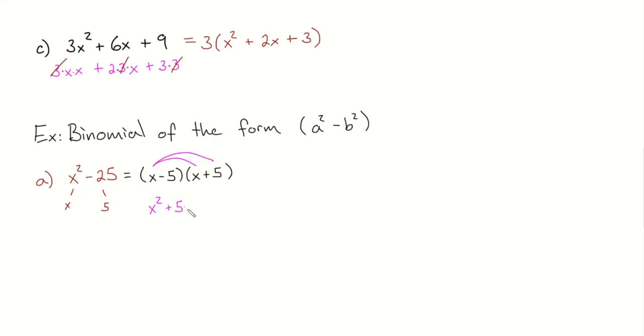Plus 5x. How about the inside? Minus 5x. And this last one? That looks very different than what we started with. Oh, 5x and negative 5x, they zero each other out. They're gone. Do we have exactly what we started with? X squared plus a negative 25, or x squared minus 25? We're done.